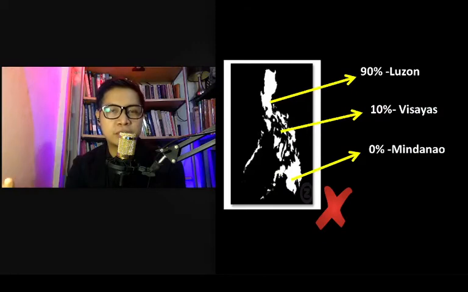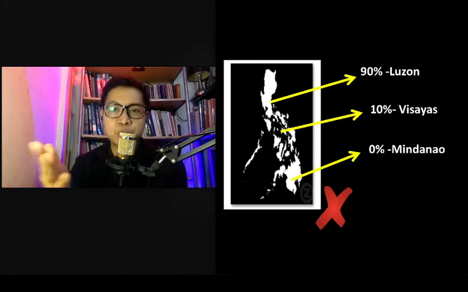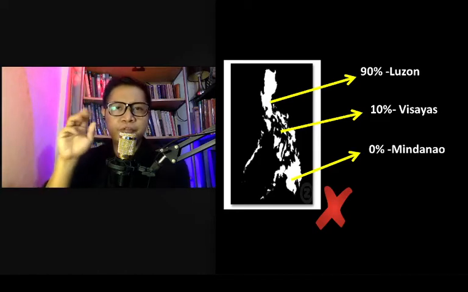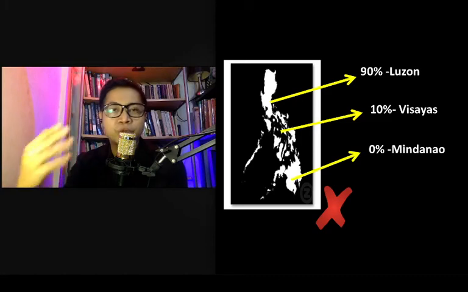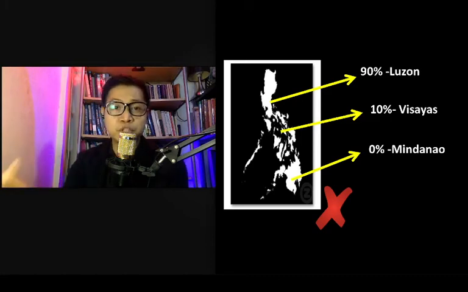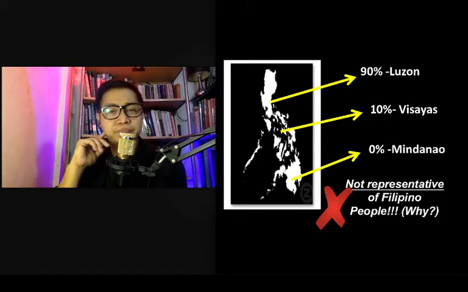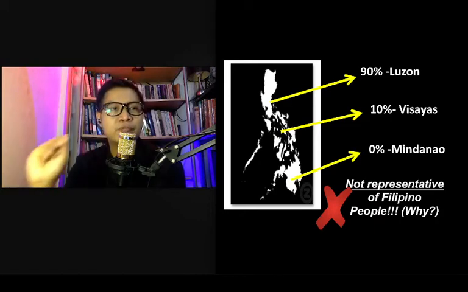And what does that mean? All areas in the Philippines, more or less, were considered in the survey. Ni-research mo yung survey, nalaman mo, ito ang representation ng survey. 90% of those 3,000 people came from Luzon, 10% from Visayas, and none from Mindanao. In this case, it's unfair to say that Filipinos in general are in favor of contraceptive use. Bakit? Hindi naman well represented yung Pilipinas in that survey. It's not representative of the Filipino people.